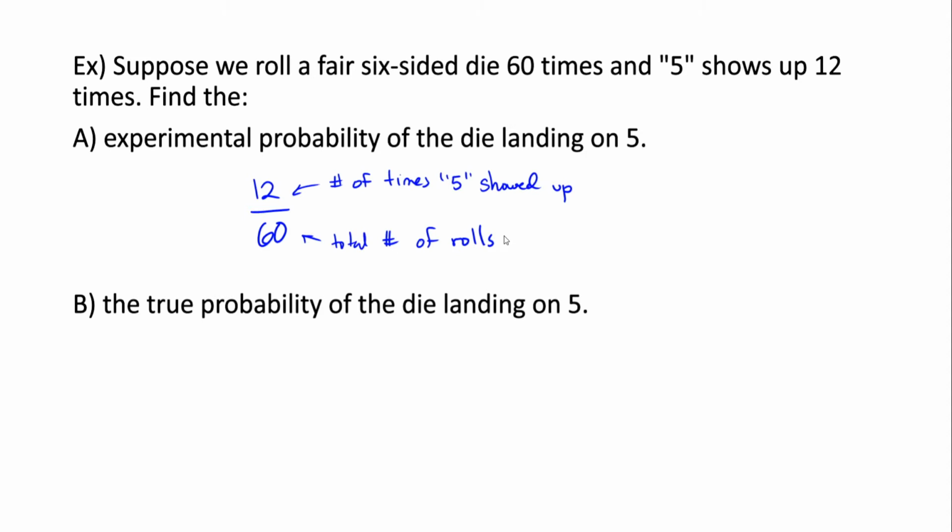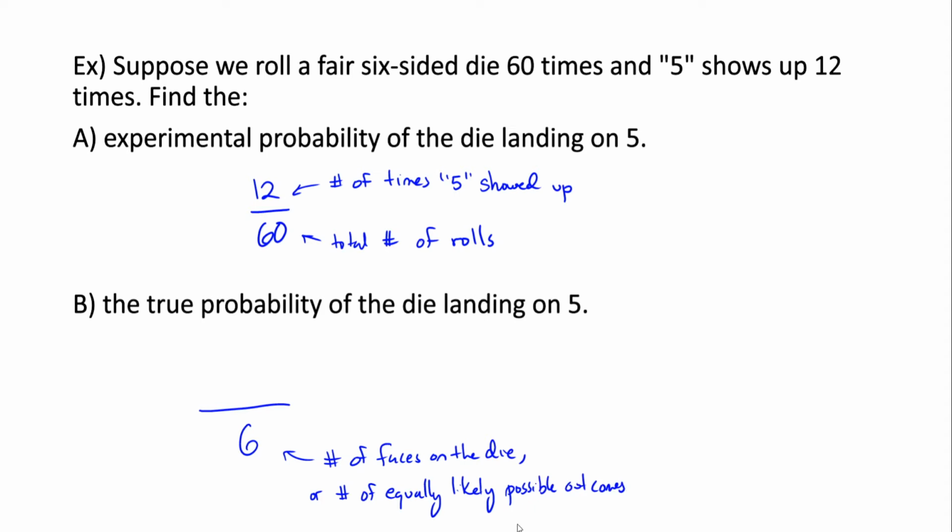But now to find the true probability of the die landing on 5, the experiments don't matter. What matters is we know that we have 6 faces on the die, and we want to find the probability of landing on 5, so that would be 1 out of 6 because there's one face on the die that's marked 5.